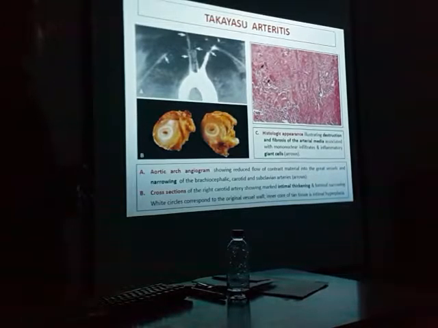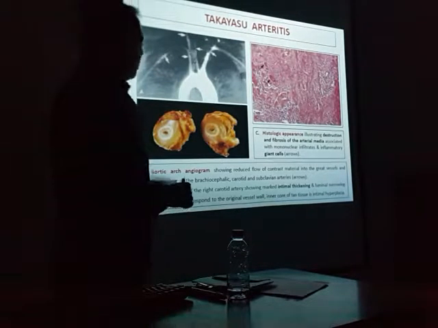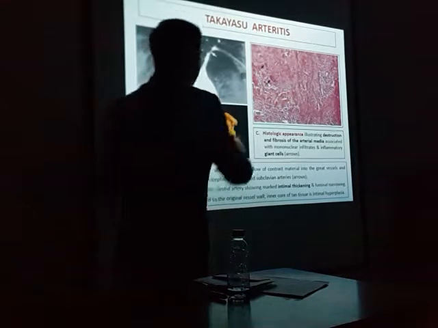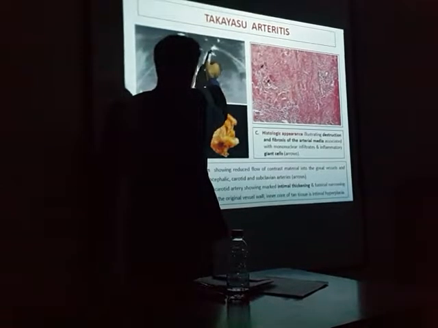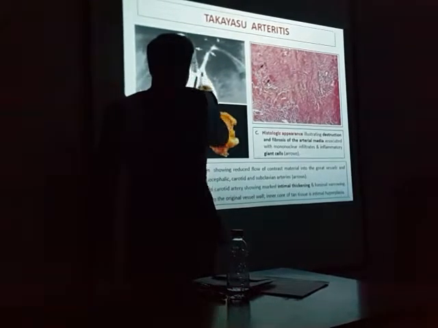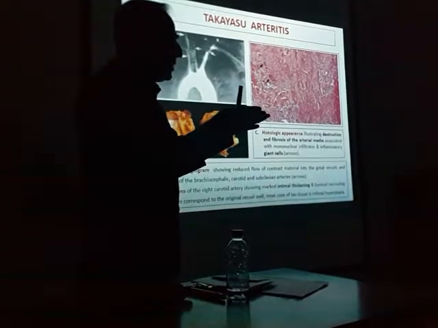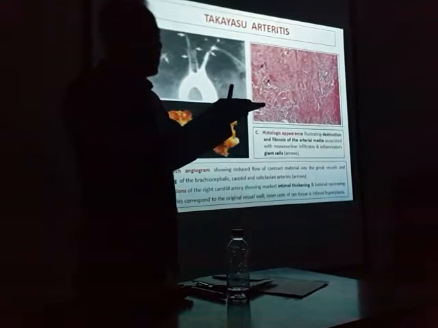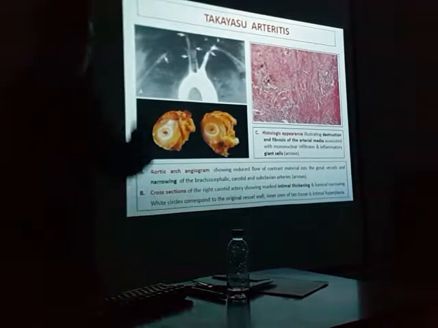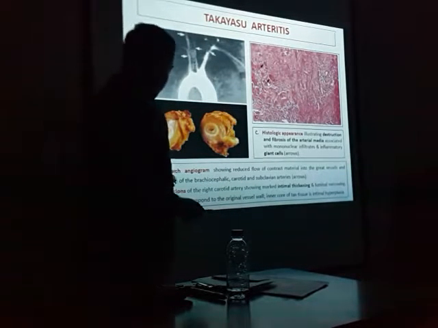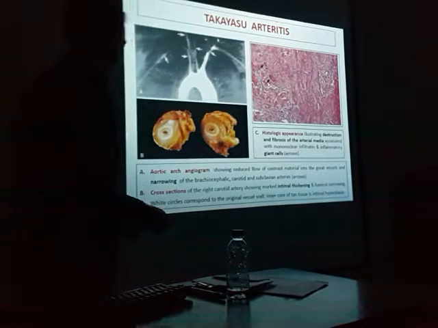Now the Takayasu's. So it involves the aortic arch, predominantly involving the openings of the great vessels. You can see these constrictions. So the dye is not flowing properly through the great vessels. So it means there is constriction of the vessels and there is healing and fibrous thickening of the vessels because of this. Now, this is the angiogram which you are seeing, showing reduced flow of the contrast material into the great vessels.